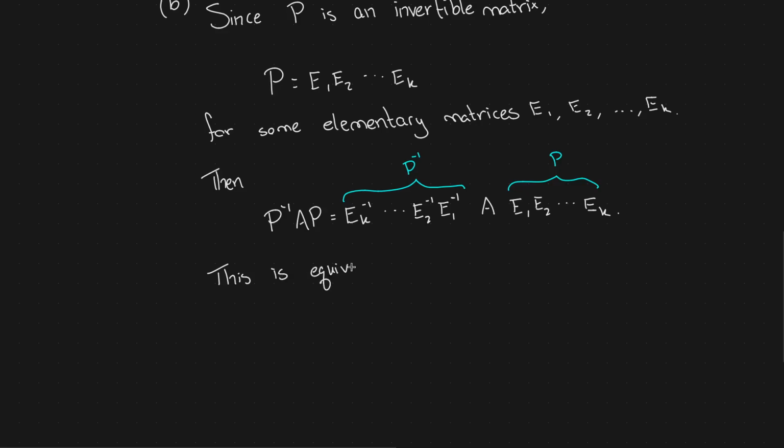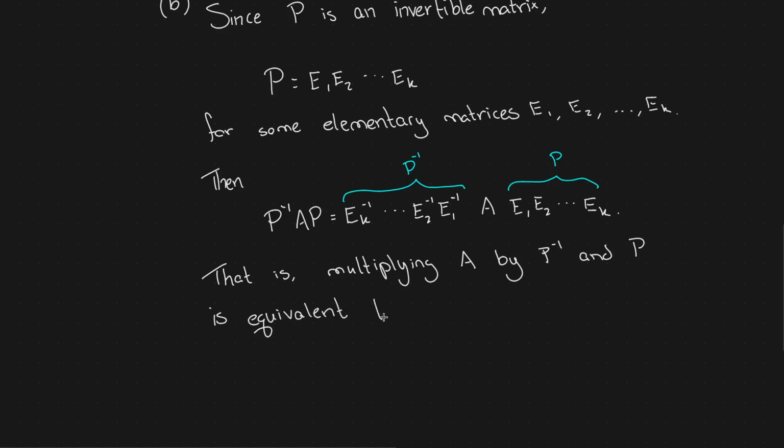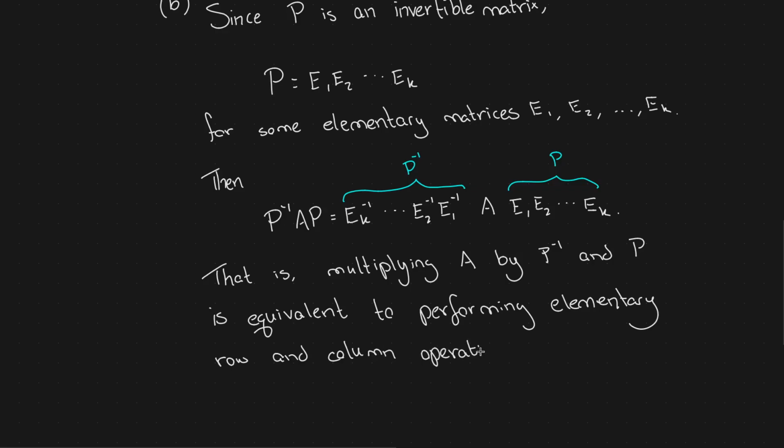Let me rephrase that actually. Multiplying matrix A by P inverse and P is equivalent to performing elementary row and column operations on A, which do not change the rank of matrix A.